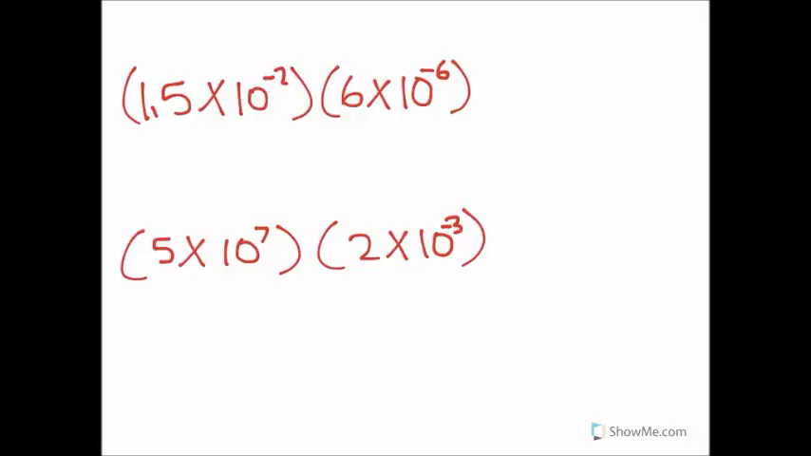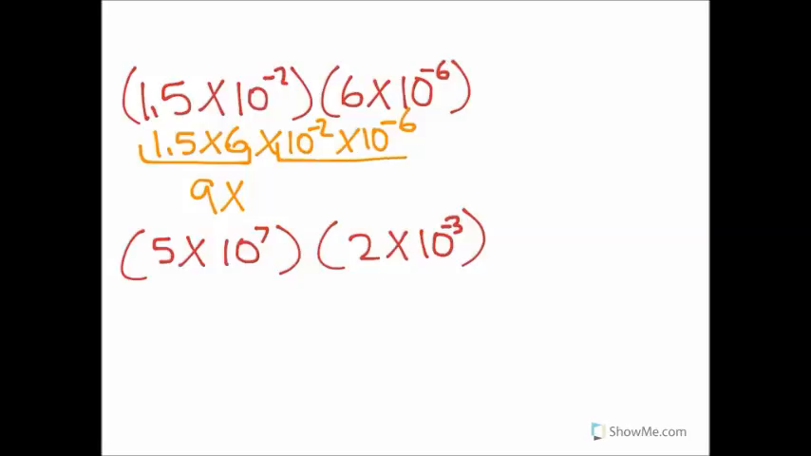Let's try to use scientific notation to simplify some multiplication and use our rules with powers. So here what we can do is rearrange our multiplication, and then we know that this gives us 9, and then using our rules for powers, we know that this gives us negative 8. And so this is our answer in scientific notation.